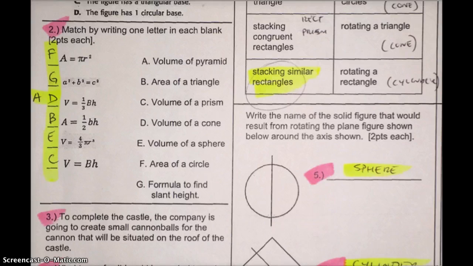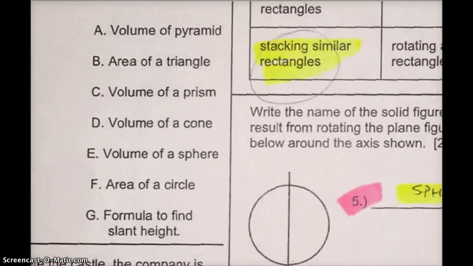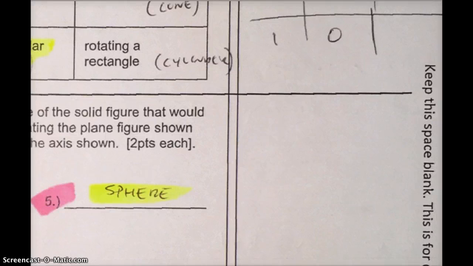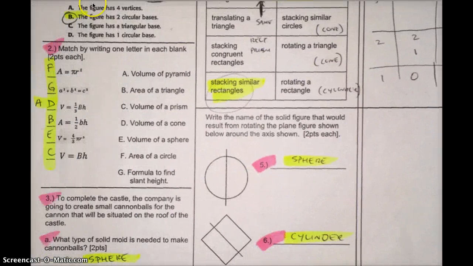Question number 2. Match by writing one letter in each blank. Area equals pi r squared. That is your area of a circle. A squared plus B squared is equal to C squared. This is to find a third side of a right triangle. So that would be G.